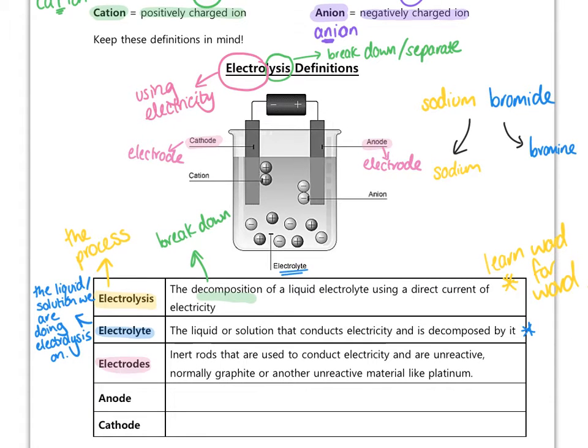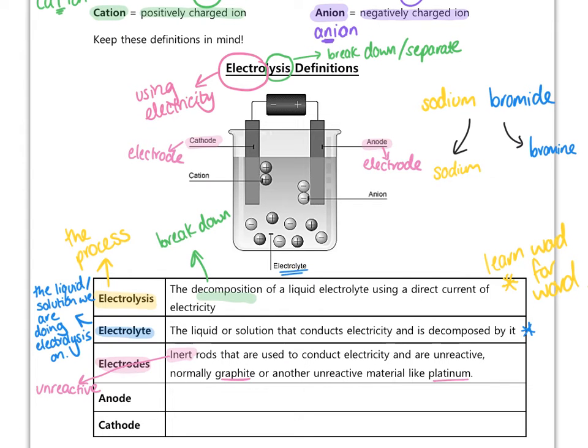So we say that they are inert rods. Essentially that just means unreactive, or chemically inactive, but unreactive is fine. So they're inert rods that are used to conduct electricity. Essentially that's where your definition finishes, and then it just goes on to tell you what they're normally made out of. They're normally made out of graphite or another unreactive material like platinum. Graphite is more commonly used because it is cheaper than platinum, but platinum works all the same.